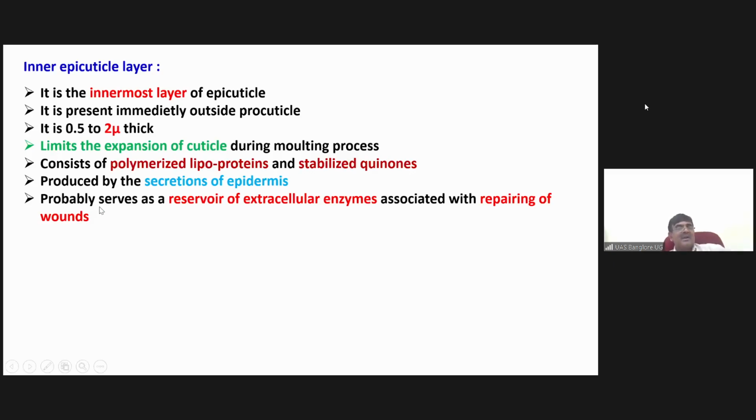The probable function of the inner epicuticular layer is that it acts as a reservoir for extracellular enzymes, and it is also associated with the repairing of wounds.